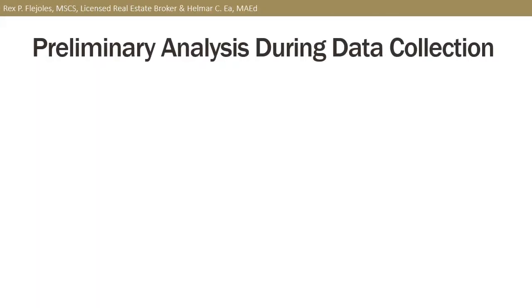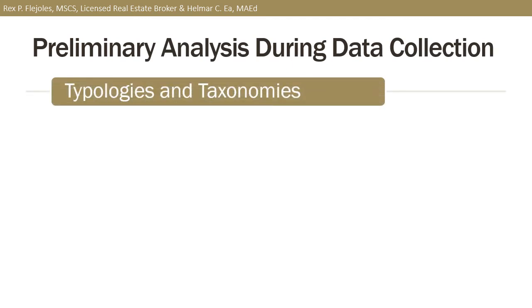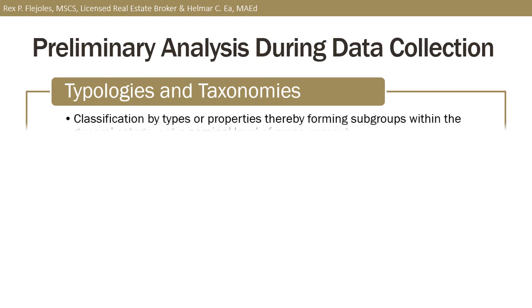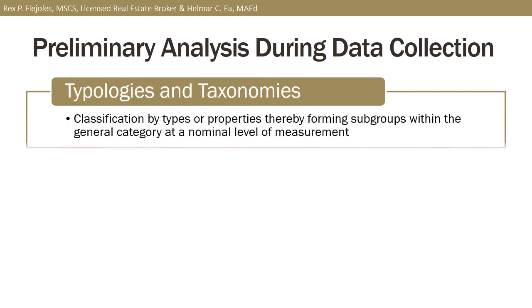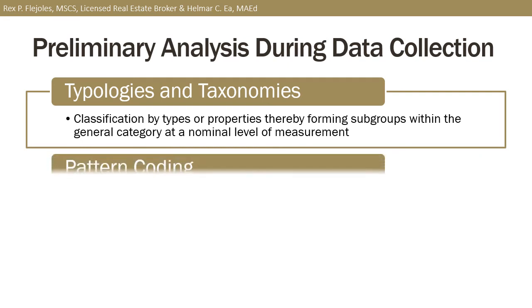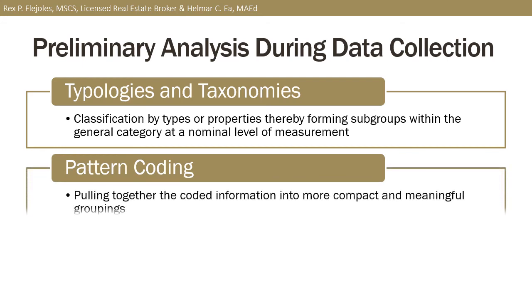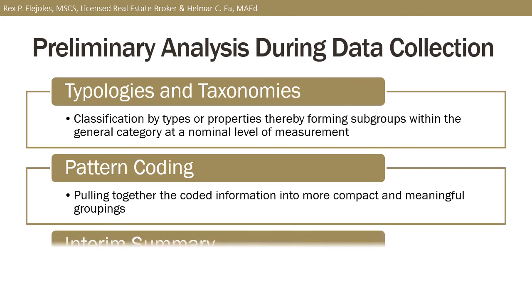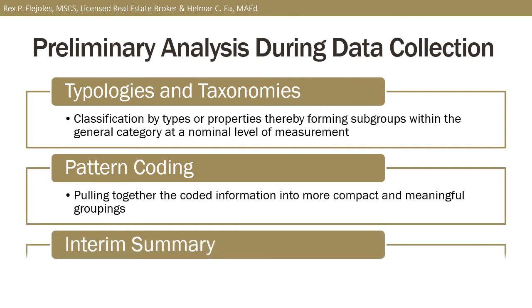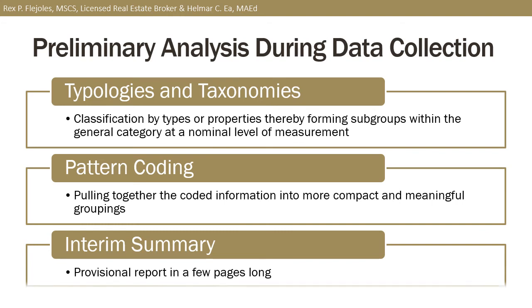Preliminary analysis during data collection includes the following stages. First stage is building typologies and taxonomies. That is classification by types or properties, thereby forming subgroups within the general category at a nominal level of measurement. Second stage is pattern coding. This refers to pooling together the coded information into more compact and meaningful groupings. And third stage is preparation of interim summary. It is a provisional report a few pages long.